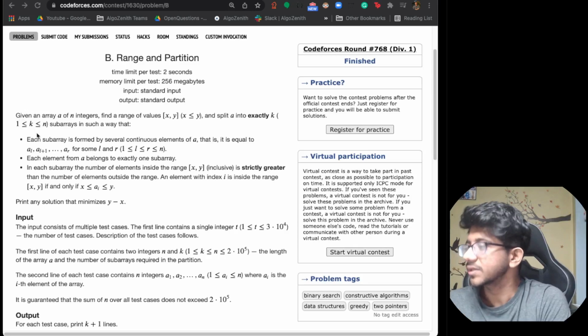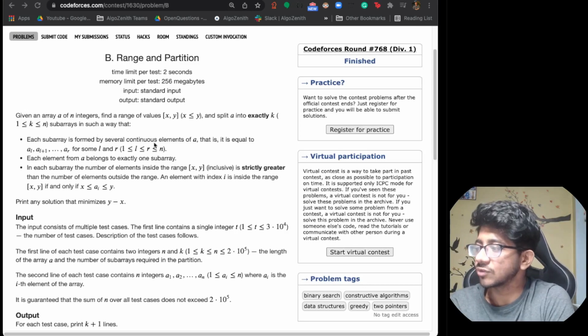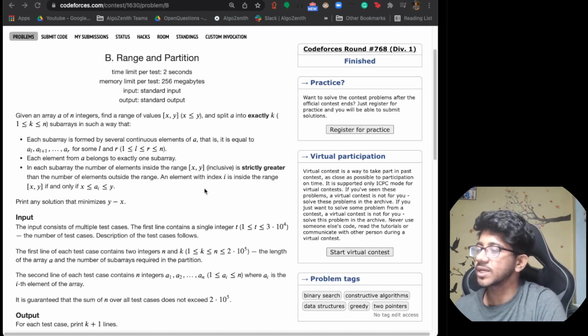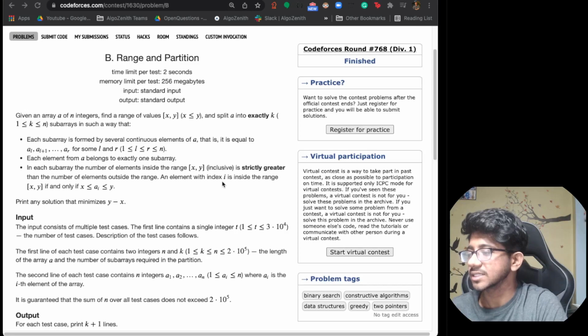So, given an array A of n numbers, find a range x to y and split A into k subarrays such that each subarray is formed by several continuous elements of A. Each element belongs to only one subarray, and for each subarray, the number of elements in the range x to y is strictly greater than the number of elements outside the range. An element at index i is inside the range if A_i is in the range x to y. We have to print any solution that minimizes y minus x.